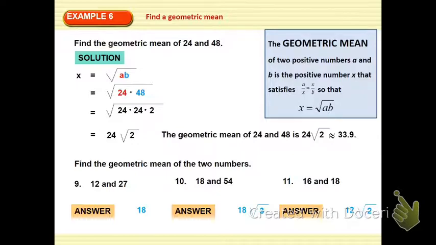I got like 6, radical 6. What? 54, is that? Yes. That's 9 square root of 18.